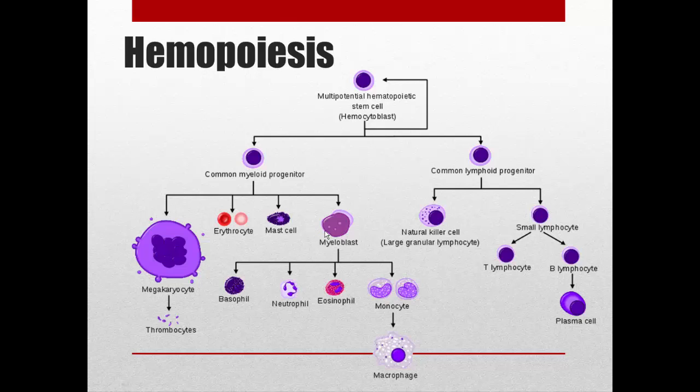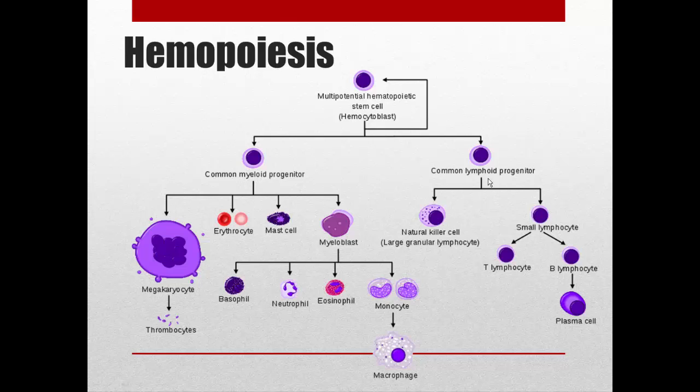Or it could become a myeloblast. Now, a myeloblast is going to differentiate into one of these types of white blood cells. These are 4 out of the 5 types of white blood cells that are possible. And a monocyte will eventually become a macrophage as well. So lots of different cells. Pretty much all of the cells except the lymphocytes are going to come from the myeloid progenitor cell.